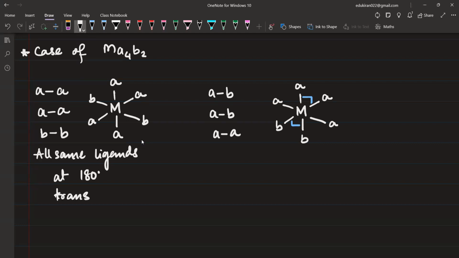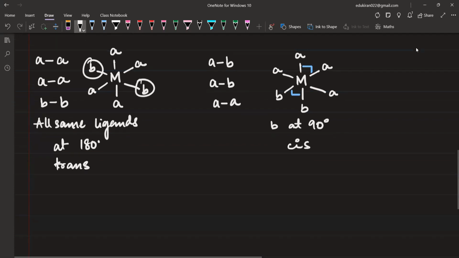A is there twice, so let's look at B. When B is at 180 degrees, then it is trans. And when B is at 90 degrees, then it will be what? It will be cis. Okay.